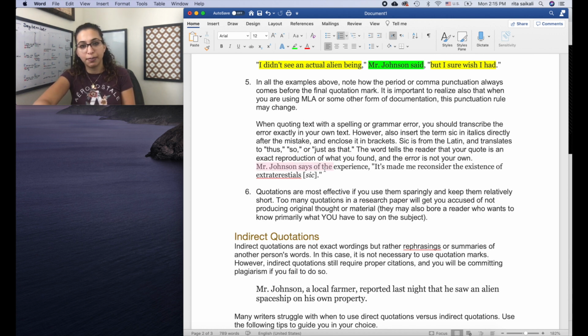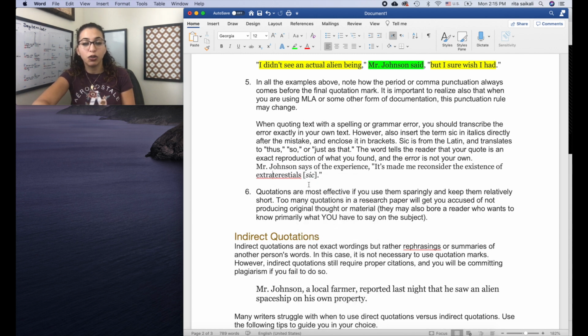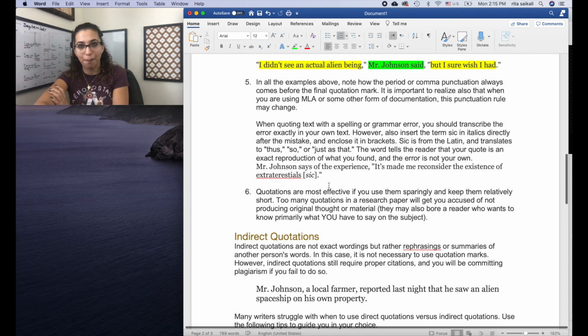So you would say, Mr. Johnson says of the experience, "It made me reconsider the existence of extraterrestrials." And we see the word is incorrectly spelled, right? So this is the correct spelling of the word, and you don't fix it. What you do is you put in brackets [sic], and then you close the bracket. That's how you tell the reader that what you're quoting is an exact quote, and you did not make that mistake.